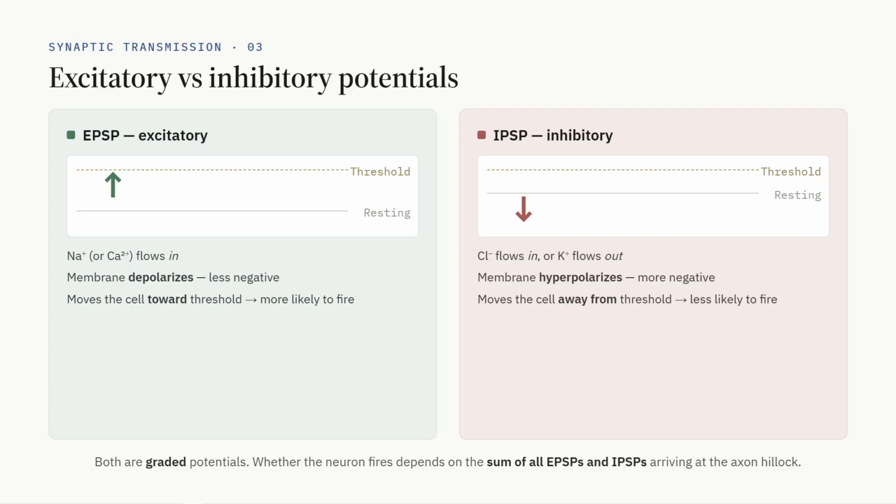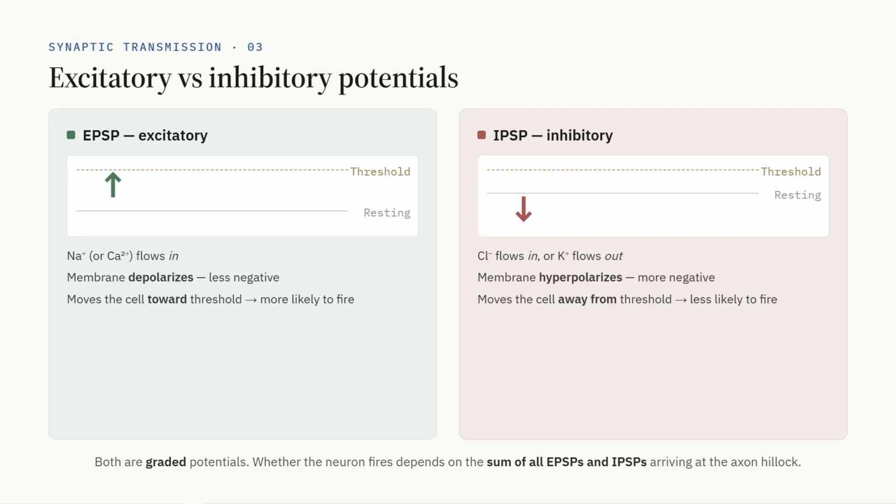Excitatory versus inhibitory potentials. So what does that postsynaptic potential actually look like? It comes in two types. An excitatory postsynaptic potential, an EPSP, happens when positive ions like sodium flow in. The inside of the cell becomes less negative. It depolarizes. That nudges the neuron toward its firing threshold. It makes firing more likely.